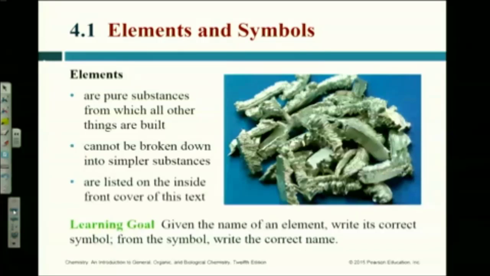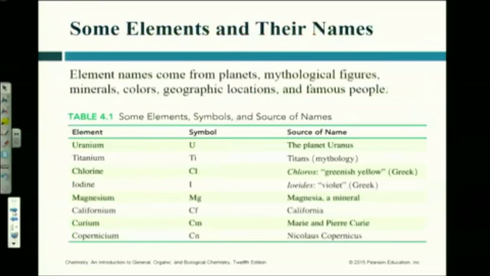So we're going to talk about the elements. The elements are pure substances from which all other things are built. There are 118 of them. Well, not quite yet, but almost. They cannot be broken down into simpler substances using ordinary means. Okay? And they're on the inside of your cover, or they're on this sheet right here. Here are some common ones, or some that you may have heard of before.